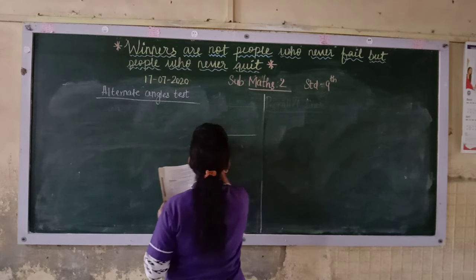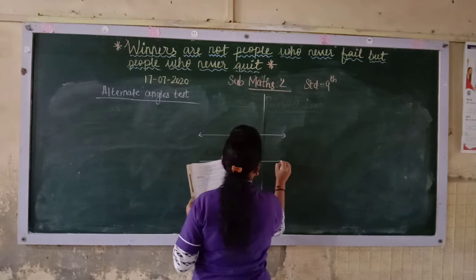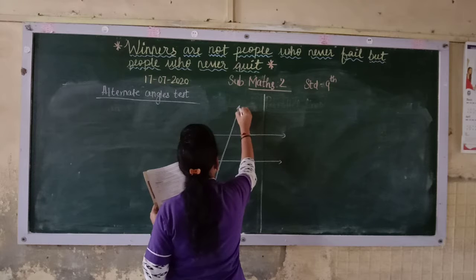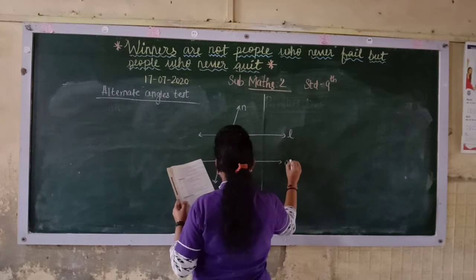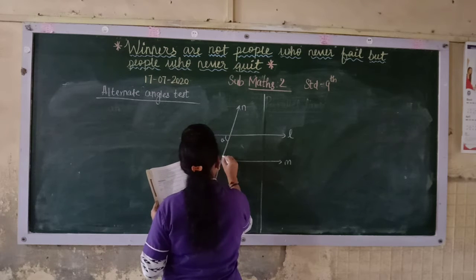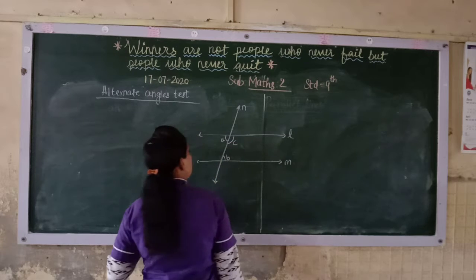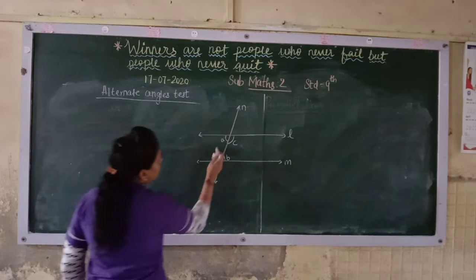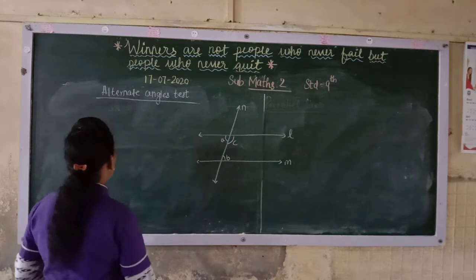Now see here, we will draw two parallel lines and one transversal, that is N. Here it is L and M. So this is A, this is B, and consider this as C. So this diagram you have to make. Now see here, corners of a Z, A and B, alternate angles.